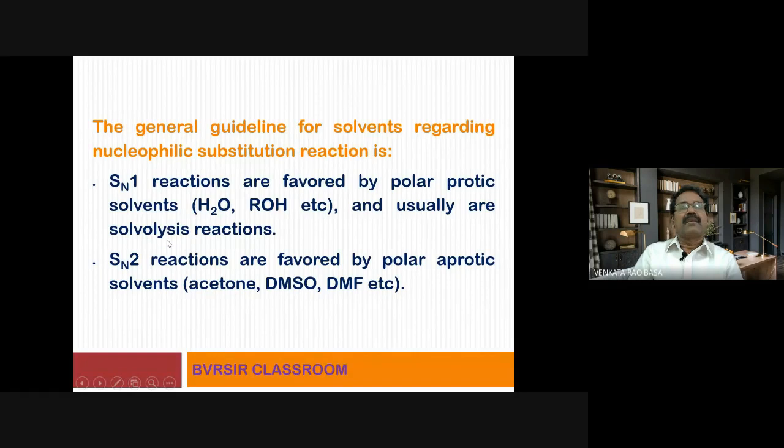Solvolysis, just like hydrolysis. If water is involved, it is called hydrolysis. Instead of water, if some other compound like alcohol is involved, then it is called solvolysis type of reactions. Okay. Then SN2 reactions are favored by polar aprotic solvents. Examples of polar aprotic solvents: acetone, DMSO, DMF. Of course, DMF is a very convenient solvent for carrying out reactions involving SN2 mechanism.